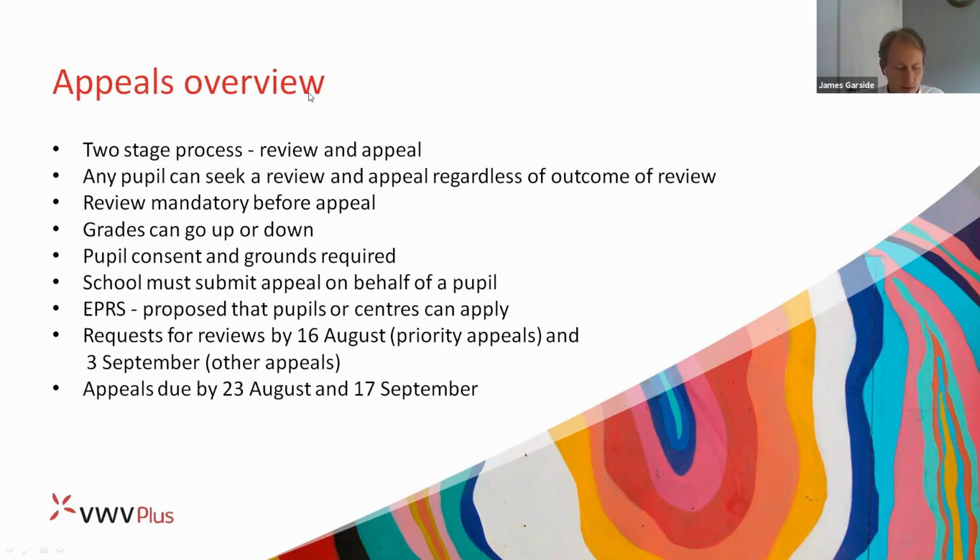So for priority appeals, the reviews actually have to be completed by the 20th of August with a 23rd of August deadline for an appeal, whereas for a non-priority review and appeal, then you have until the 10th of September to complete your review, and the 17th of September is your appeals deadline.